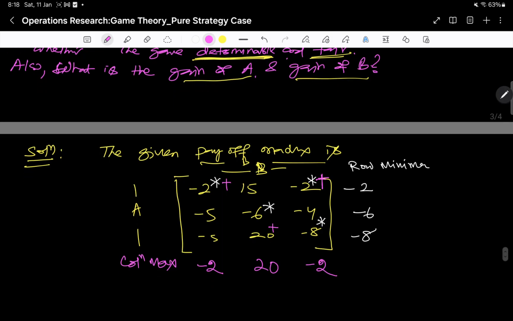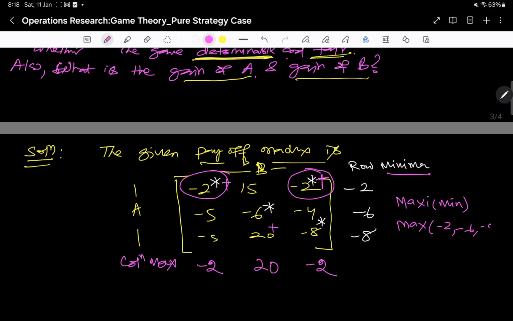Then from A's point of view, actually this is the saddle point, and these two saddle points are available here. Now from A's point of view, I have to find the maximum of all these minima. I have the maximin value, meaning I have to find the maximum of these three, minus 2, minus 6, minus 8, and it is obviously minus 2.